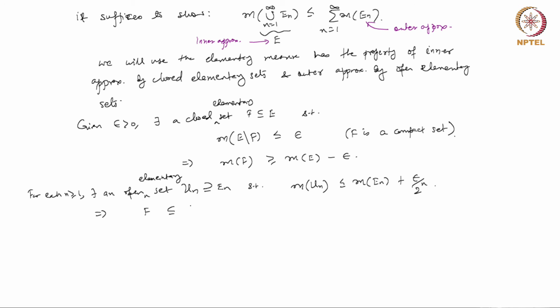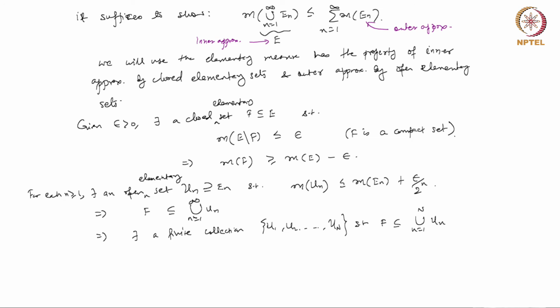F is contained in the union n equal to 1 to infinity of Un, because F is a subset of the union of the En, and since F is compact, there exists a finite collection, say, up to renumbering, U1, U2, up to U capital N, such that F is contained in the finite collection of sets Un.